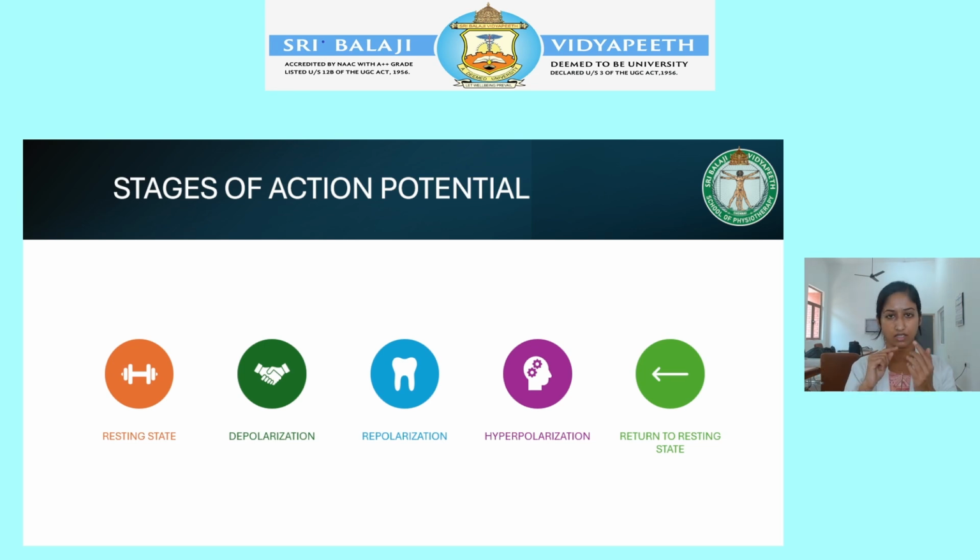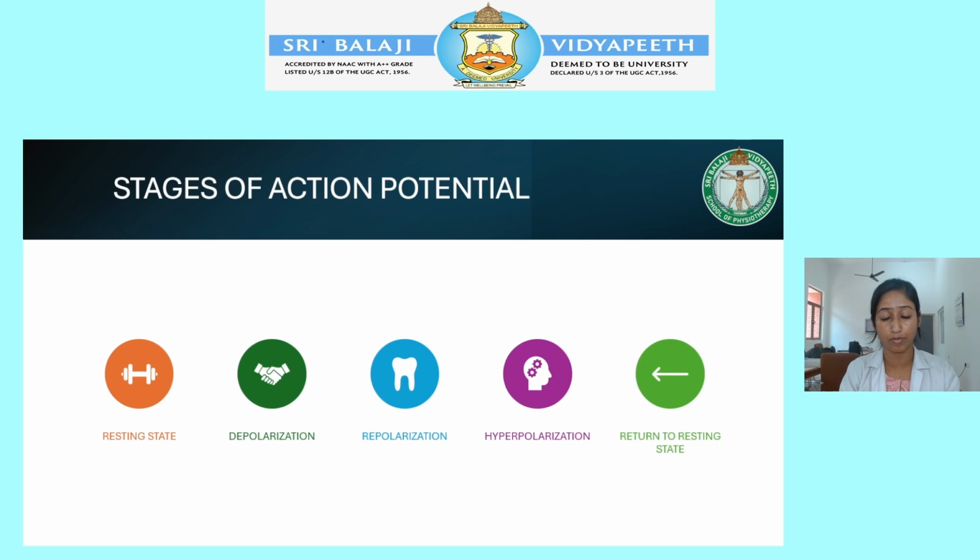In the resting state, inside the cell it is a negative charge, and there are two ions acting on it: one is sodium, another is potassium. In the second stage, what will happen? The sodium channels open, so sodium ions rush in. So it makes the inside of the cell, which was negative, positive. Then in repolarization, the sodium channels close and the potassium channels open. This potassium is going to push out the sodium, and since the inside had become positive, it becomes negative again.